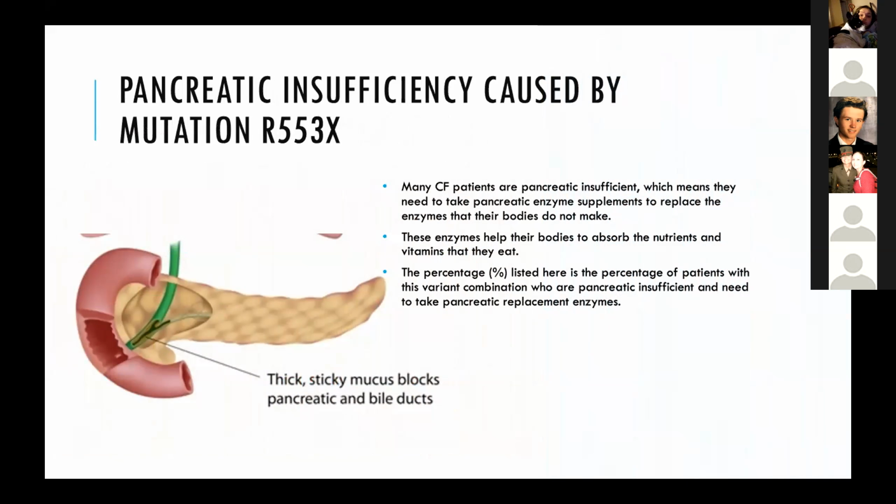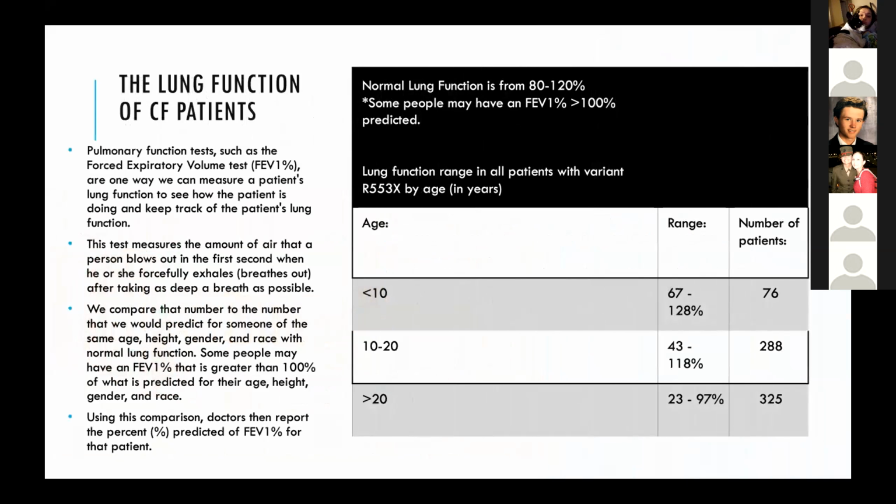And then we move on to the pancreatic insufficiency, which is where thick, sticky mucus blocks the pancreatic and bile ducts. These enzymes that are being blocked normally help the body to absorb nutrients and vitamins, but when they're blocked, it can't do that. And then we move on to the lung function.